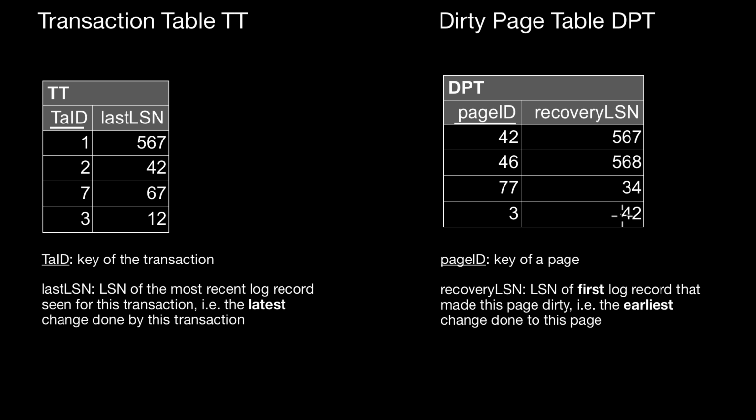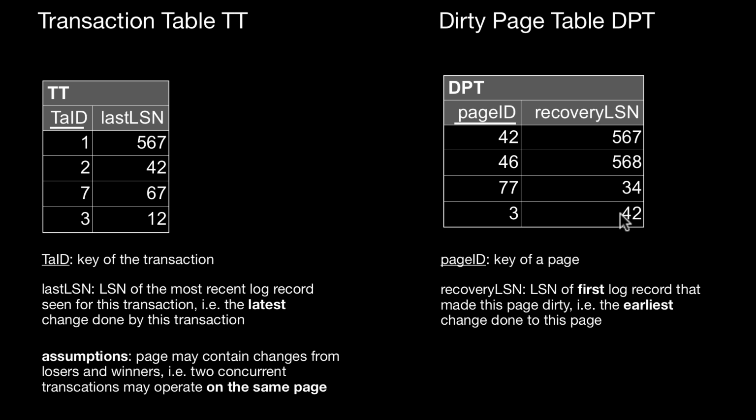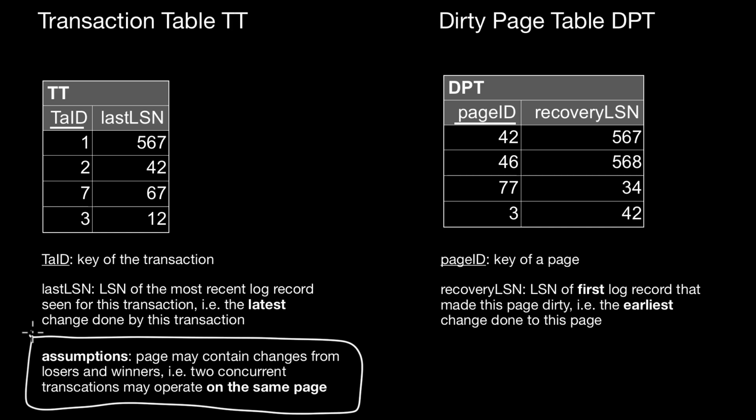For all of what I'm explaining in the following, it's important to understand this assumption here: a database page may contain changes from losers and winners at the same time. So two concurrent transactions may operate on the same page. I scribbled down similar examples already in my previous videos, which introduced how to log in general and the different error scenarios. There I explained it already, where you have a page 42 and then some change was done by transaction 1. Another change on the same page was done by transaction 2. And then it might happen that T1 commits and T2 aborts.